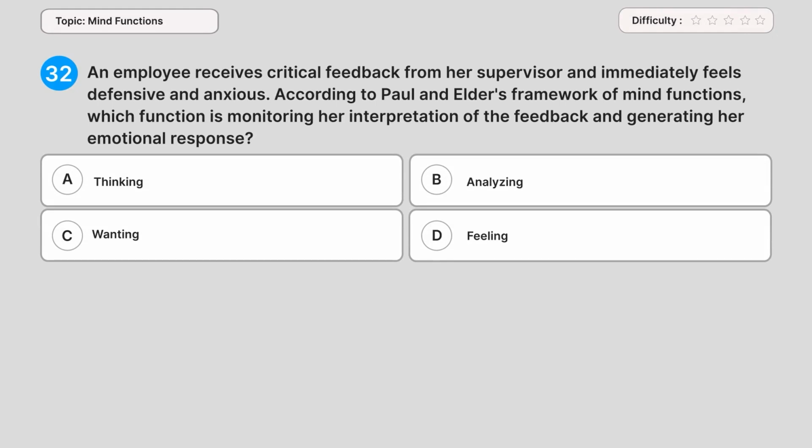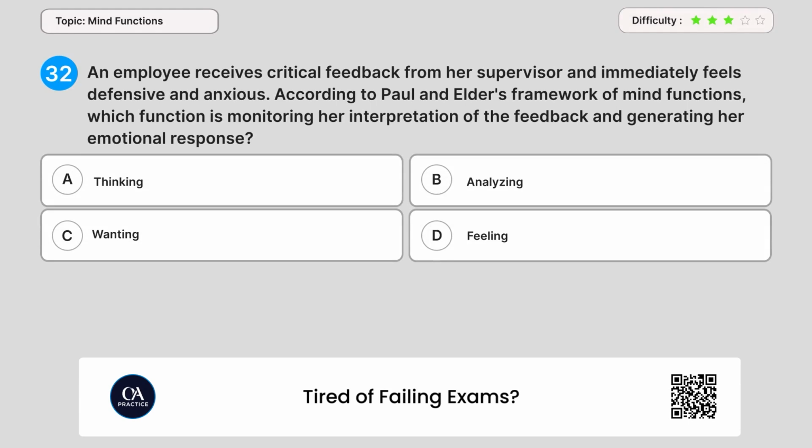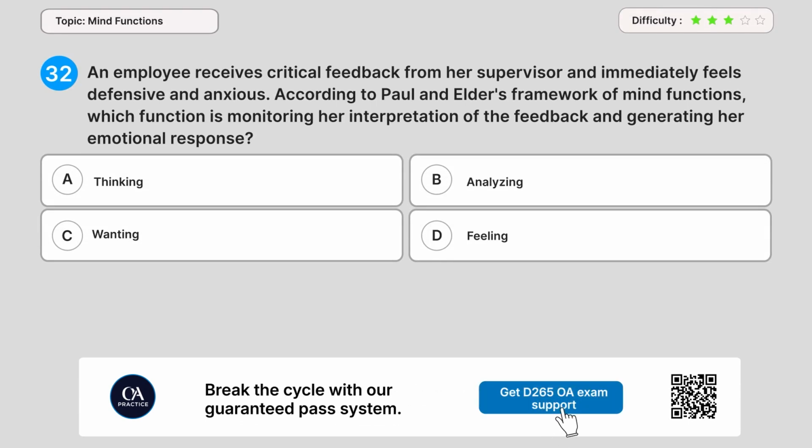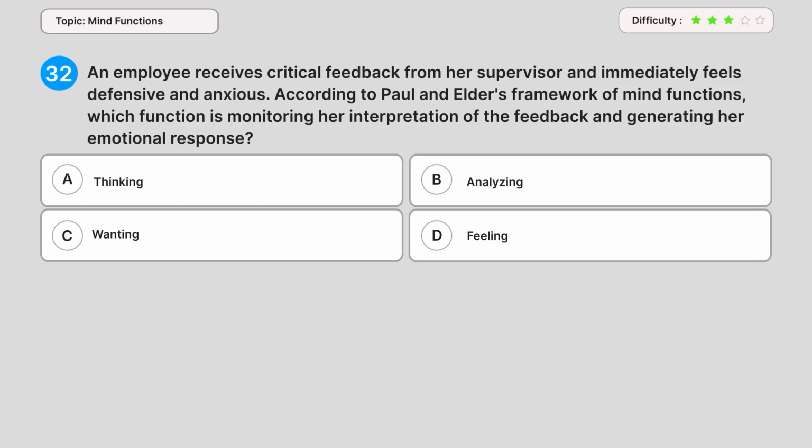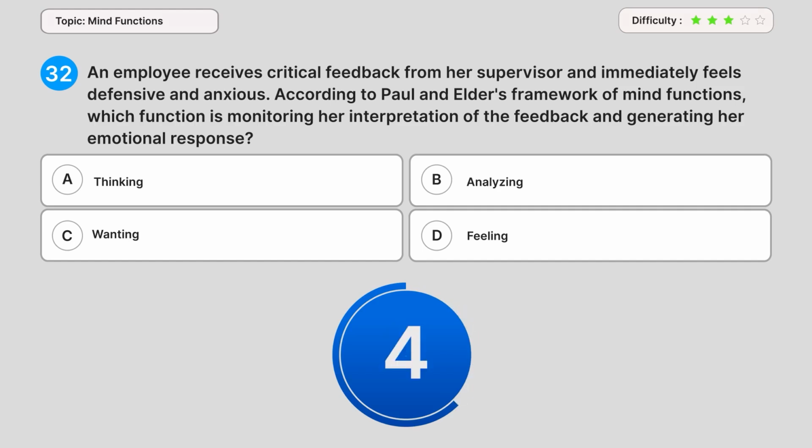32. An employee receives critical feedback from her supervisor and immediately feels defensive and anxious. According to Paul and Elder's framework of mind functions, which function is monitoring her interpretation of the feedback and generating her emotional response? A. Thinking. B. Analyzing. C. Wanting. D. Feeling. What do you think is the answer?